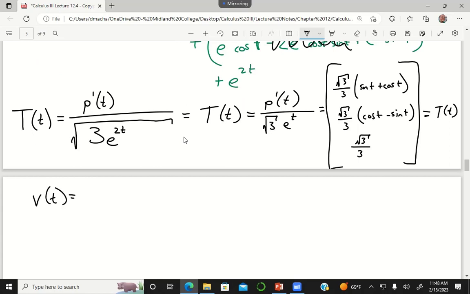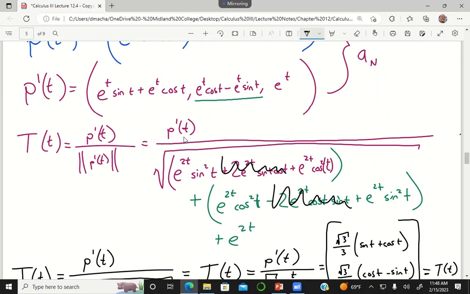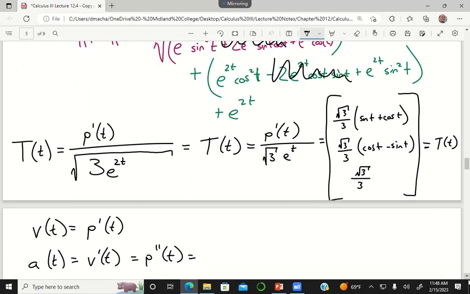So the velocity is like the first derivative, which we already found. The acceleration, remember, is like the derivative of the velocity. So that would be like the second derivative of my parametric curve. And so if I'm trying to take the second derivative, that would be like the derivative of this. That's going to be not very fun.